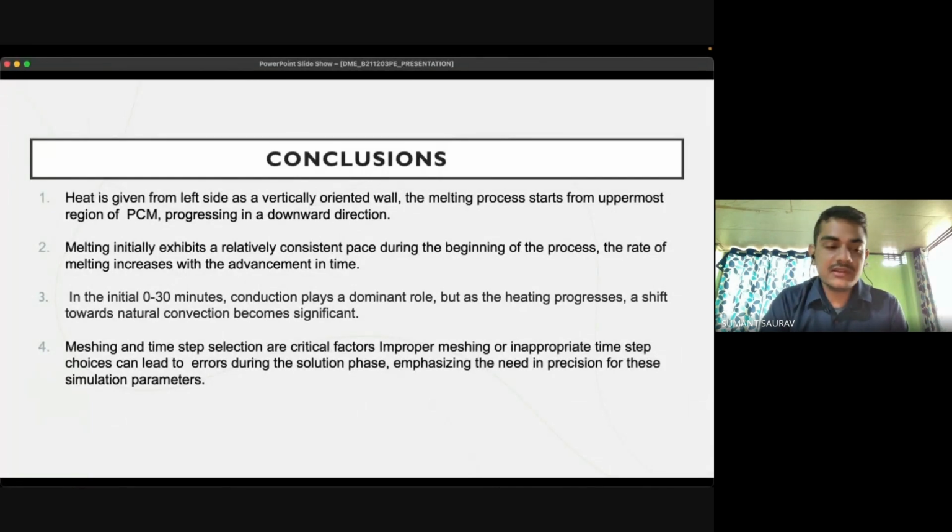draw here, because in the beginning only the solid phase is there, so conduction can take place. But as time advances, some liquid fractions are also there, so convection can also take place. In the initial 30 minutes, conduction plays a dominant role, but as the heating progresses, a shift toward natural convection becomes significant. Care should be taken while selecting mesh size and time step, as errors can divert the results from the desired.